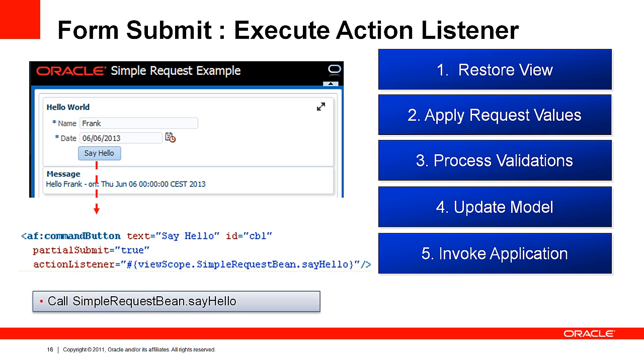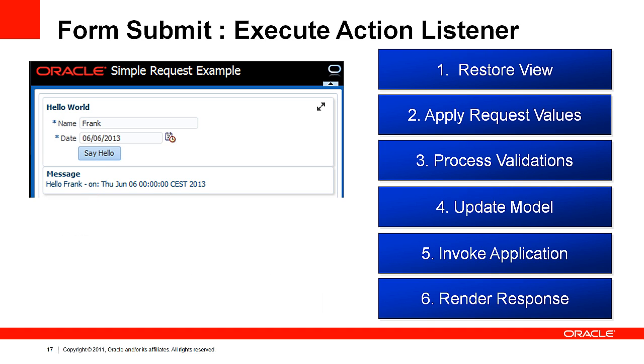After update model, the invoke application phase will be invoked, and this now will invoke on our action listener property a method called sayHello. Now in this example, what it does is it will read the string value from the name field and the date and concatenate this information to a greeting. As we can see, the greeting in the message box: hello Frank, and then the date associated to it. If the action property was set on a command component, and if this action property was pointing to a navigation case, then navigation to a different view would happen as well in this phase.